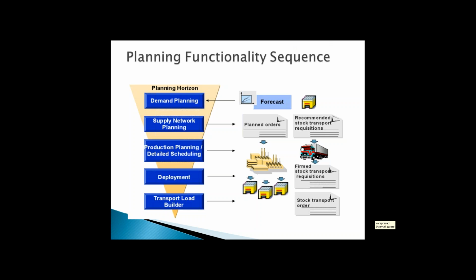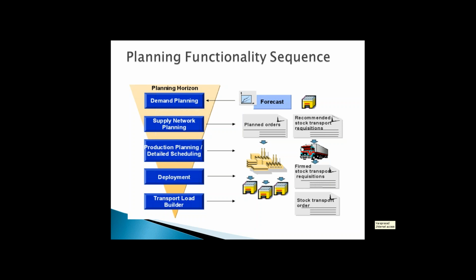That means if you are going with the next 3 years, what will be my forecast? That will happen in our DP. SNP is a mid-term planning. Usually in SNP, we'll go with the next 6 months: what are the demands I have and how I can fulfill the demands. And PPDS is a short-term planning, and deployment is very short.